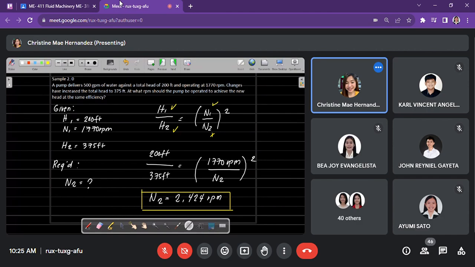Opo, ma'am. Okay. So, ito yung pump affinity law. Yung PowerPoint kanina is isa-send ko sa inyo sa G-Class. Ay, sorry, hindi nga pala tayo makapag-post sa G-Class. Hindi ko alam kung bakit. So, sa Facebook na lang. So, next problem.